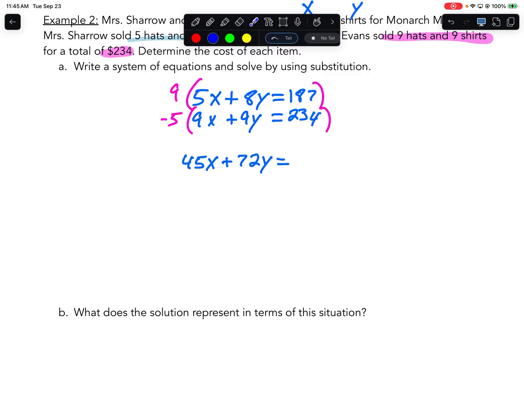Did you already do 9 times 187? What'd you get, Cor? 9 times 187, didn't you already do that? Oh, you did it the substitution way. I got it anyways, it's all good. So 1683. And then the bottom is negative 45x minus 45y equals negative 1170.